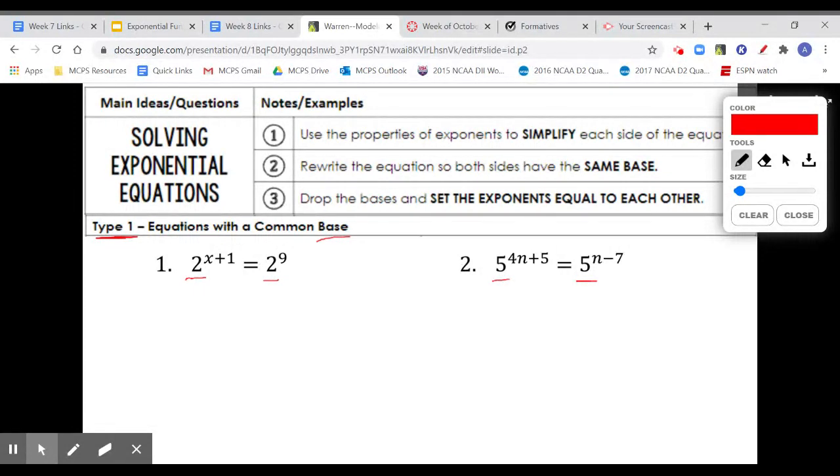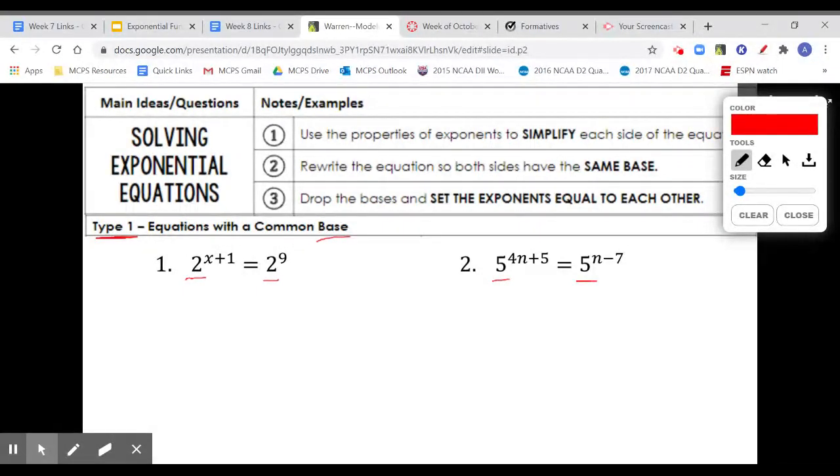Basically, there are 3 steps to solving exponential equations. You're not going to have to do every step in every problem. For instance, here there's basically only one step that you have to do. The first step is you have to check and see if either side of the equation can be simplified. Because these are our simplest equations, there's not going to be anything to simplify.